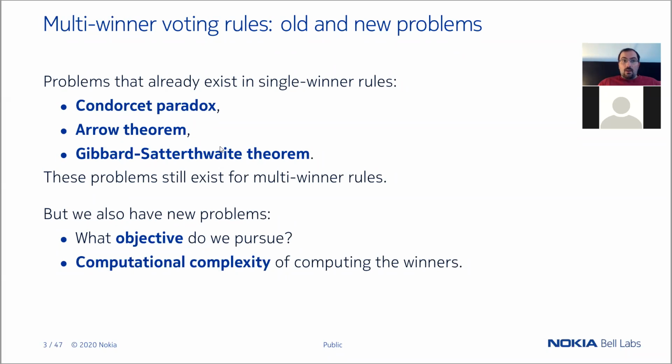But in the case of multi-winner voting rules, we also have new problems. The first one is, what objective do we pursue? We will see that according to the situation in which we use multi-winner voting rules, what we want from the winning set of candidates can be a bit different. And the second problem, which is much more pronounced in multi-winner voting rules than in single winner voting rules, is the computational complexity of computing the winners.